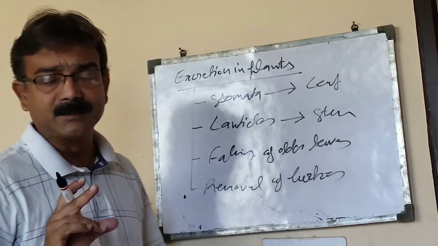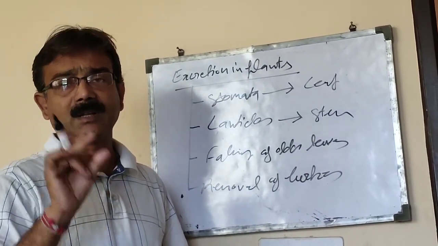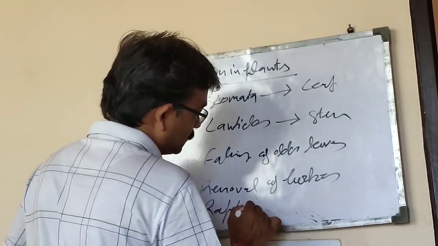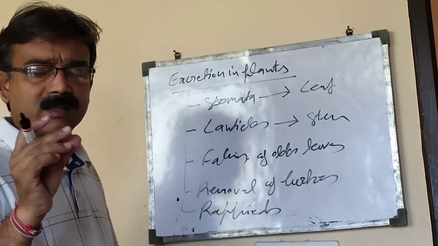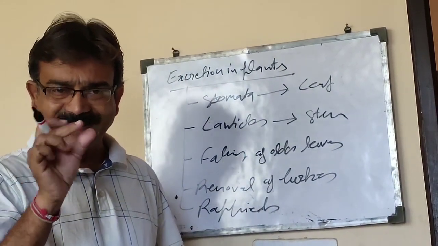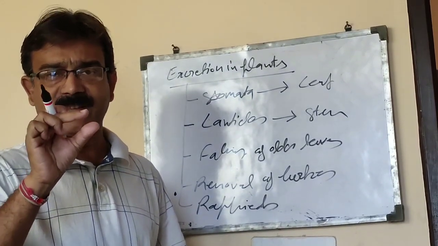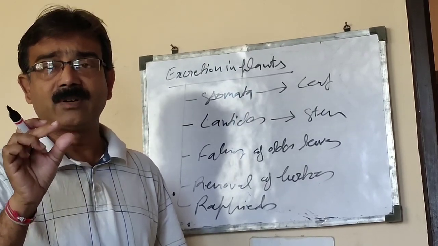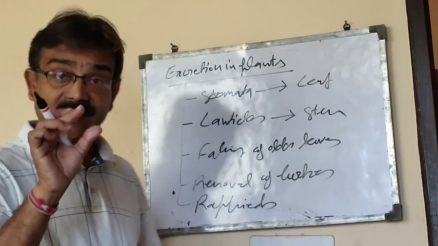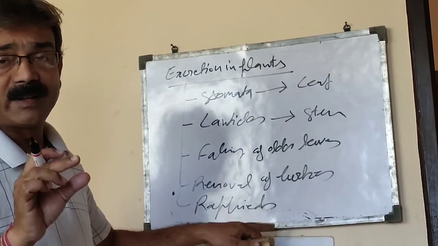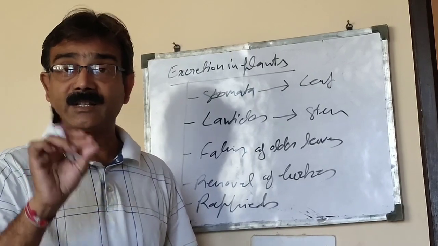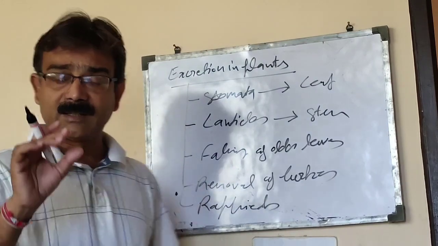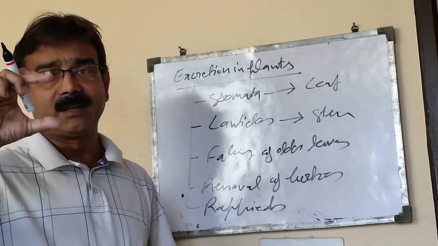Then another type of particular secretion is what? Raphides. Raphides are what? In some plants some needle-like waste material is also excreted. This is what? The crystals of oxalates. These particular raphide-like waste materials are generated in some plants, that is, the waste of oxalates.